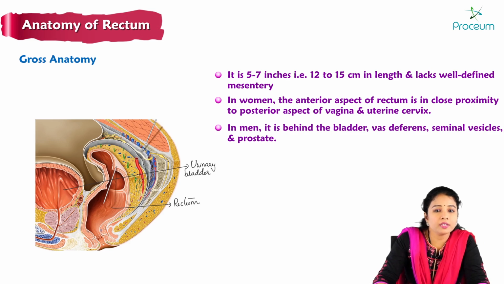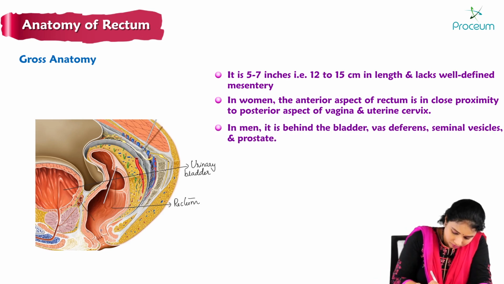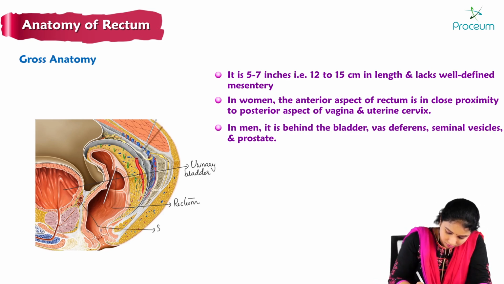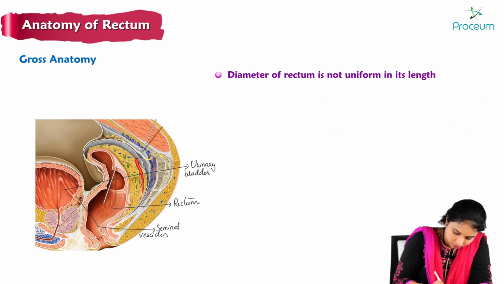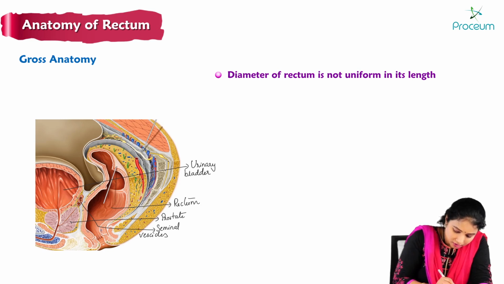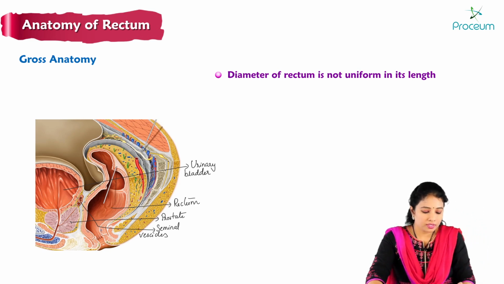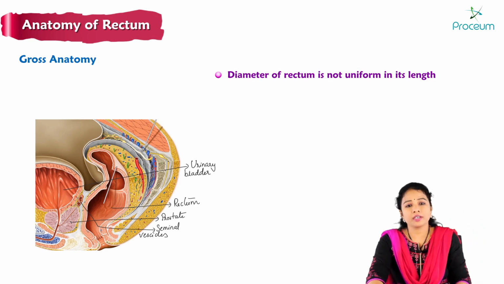In men, it is behind the bladder and vas deferens, seminal vesicles and prostate. The vas deferens continues to form the common ejaculatory duct within the prostate. So these are the anterior relations of the rectum in men.